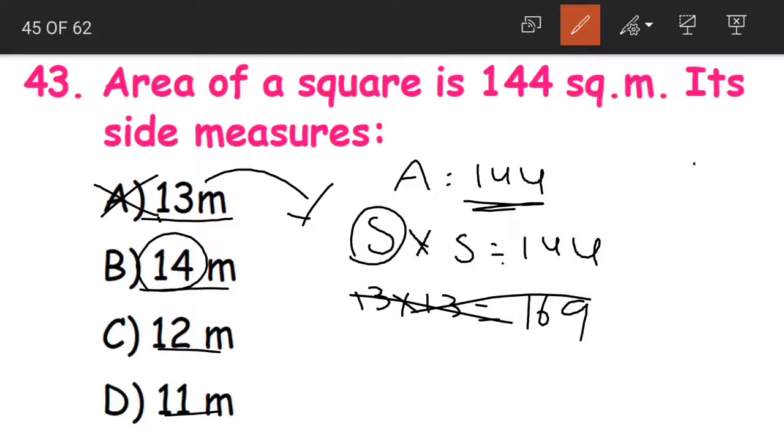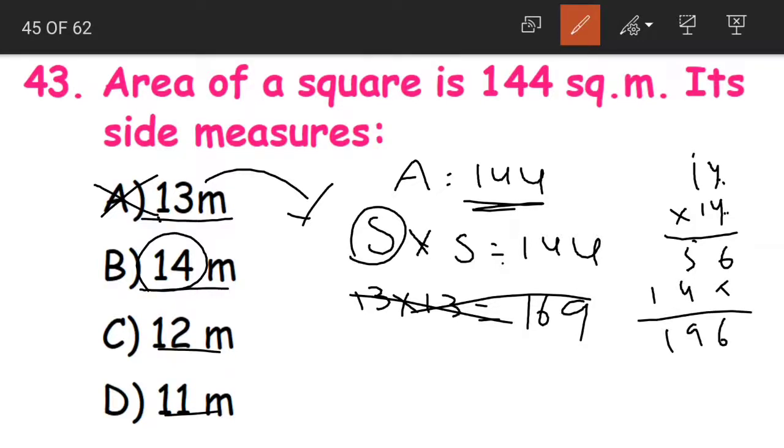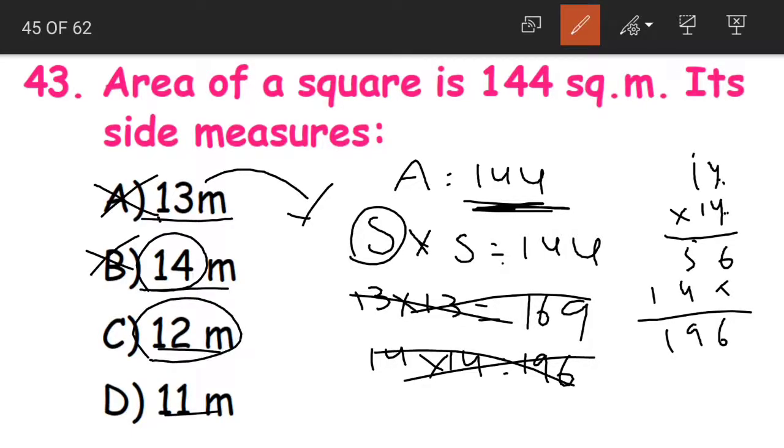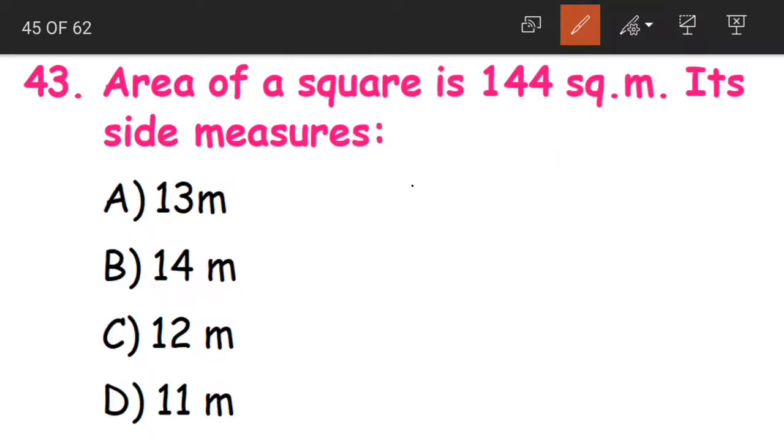Then coming to option B, 14. 14 into 14 must be equal to 256. Let us check. 4 4 16, 5. So 196. Yes. So 14 into 14 is equal to 196. So again this is also not equal to 144. So option B is also wrong. Now coming to option C, 12. 12 into 12.